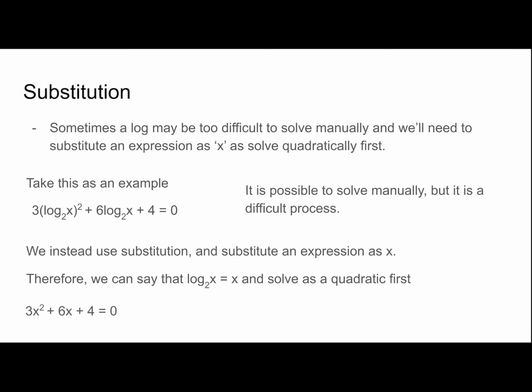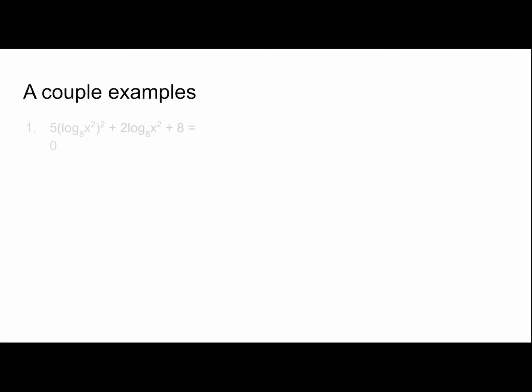Moving to a few other questions, a few examples here. Sorry guys, that 0 shouldn't be there. I kind of messed that up. Sorry. So one is 5 log base 8x squared to the power of 2 plus 2 log base 8x squared plus 8 equals to 0.